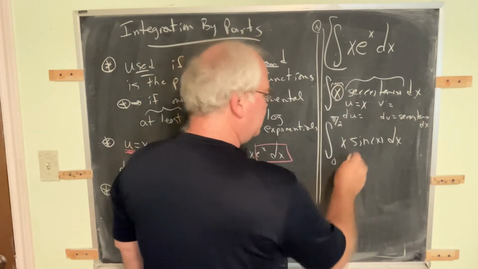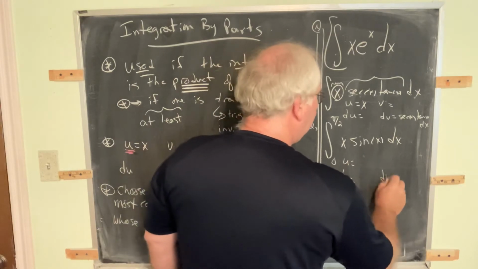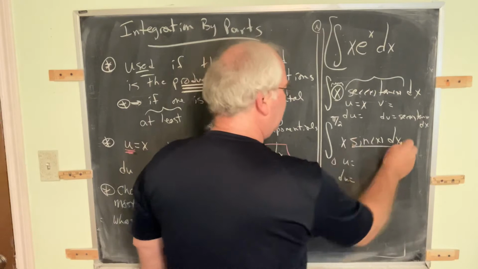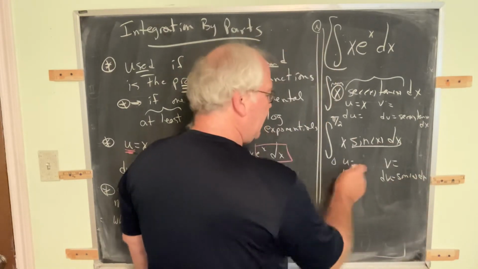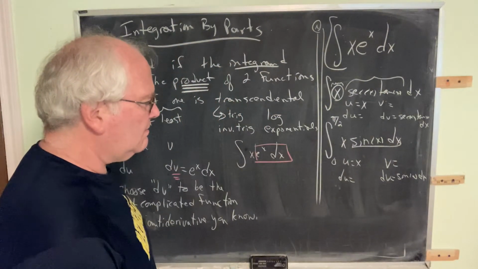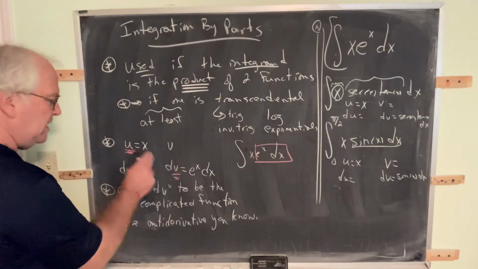And the same thing happens here. u, du, dv, v. So the most complicated piece whose antiderivative we know is sine of x dx. Everything else is u. All right, so that's the process of choosing the parts.